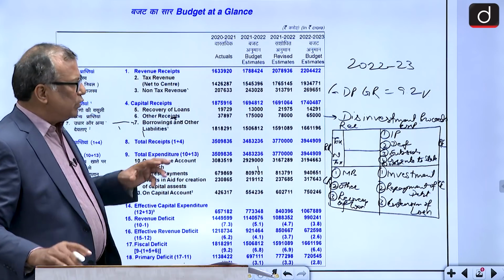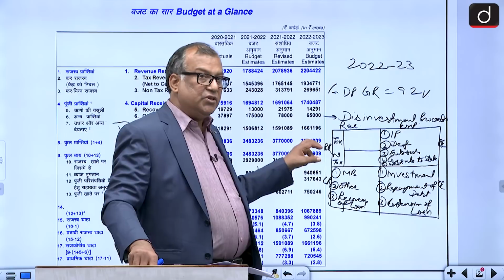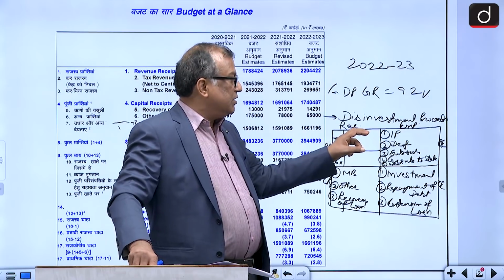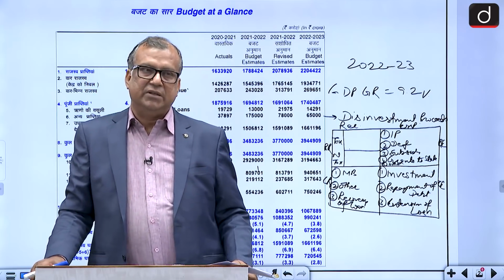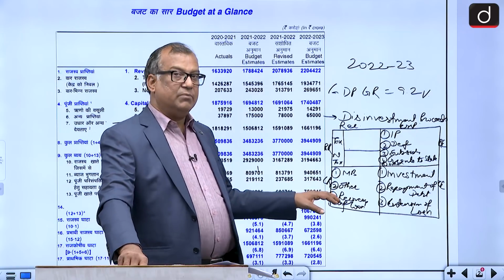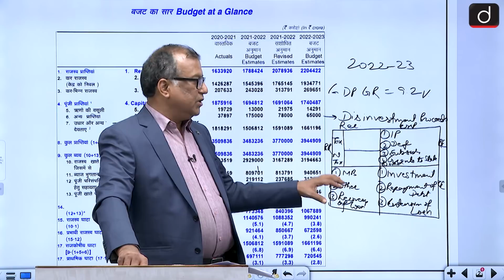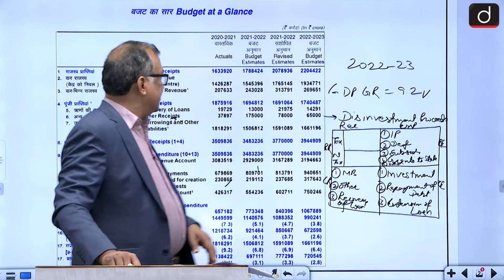So, this is the overall structure of the budget. The upper part of the budget, where we mention revenue receipts and revenue expenditure, is called the revenue budget, and the other part, where capital receipts and capital expenditures are mentioned, is called the capital budget. So, there is one classification: revenue budget versus capital budget.